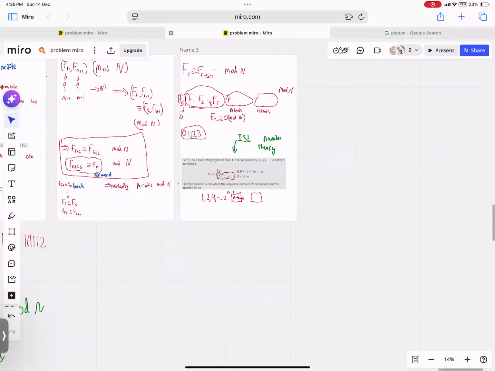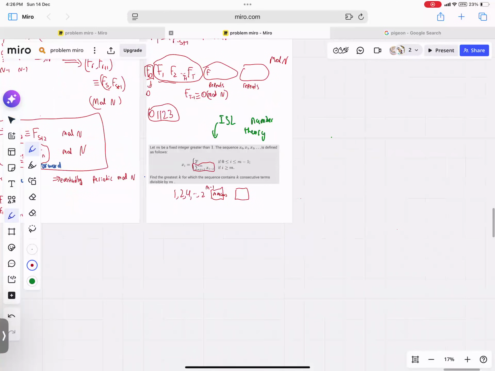So we can do the same argument as Bhairav said. We take blocks of m consecutive numbers.